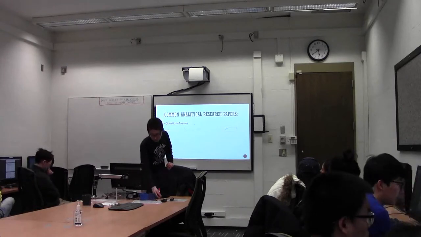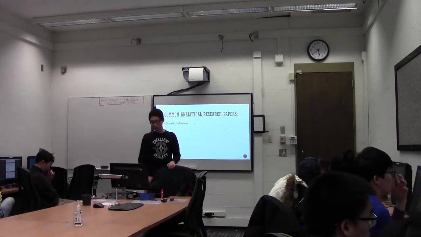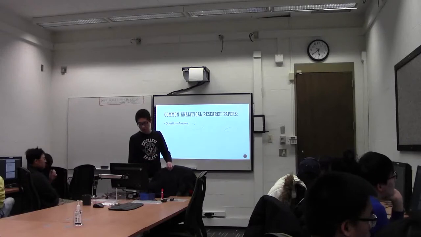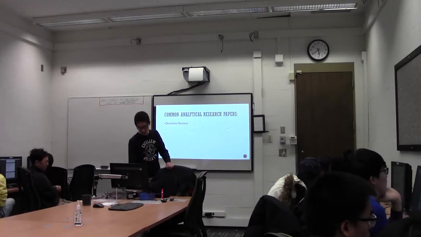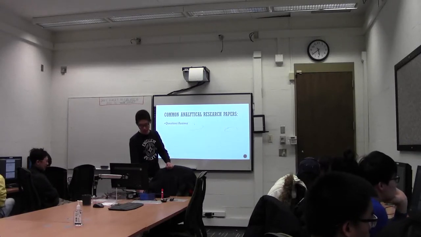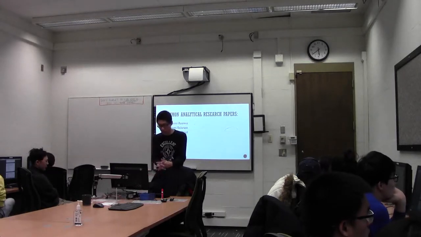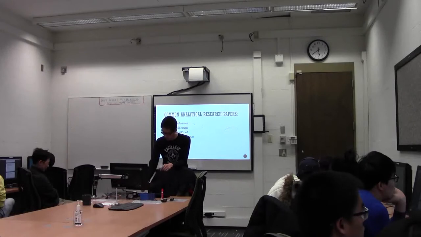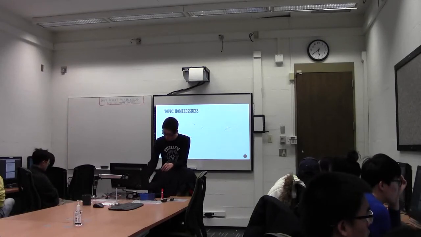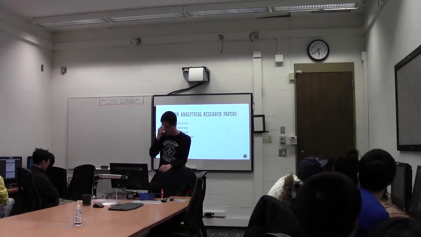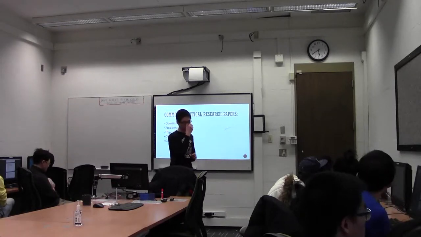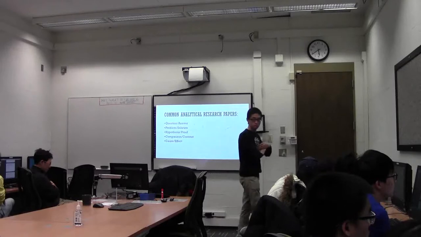So since we're writing an analytical paper in this class, there are a few kinds of analytical research papers. The first type is question answer. The second one is problem solution. And the third one is hypothesis proof, comparison contrast, cause effect. So 5 types. Which one do you think we're writing in this class?